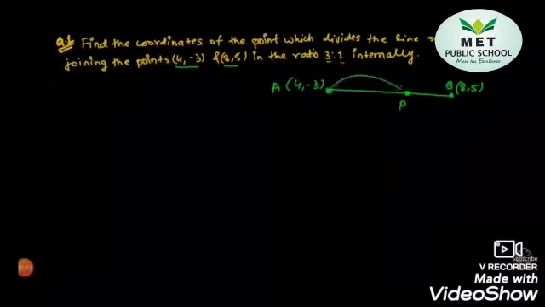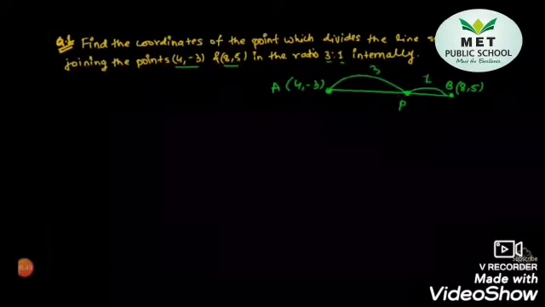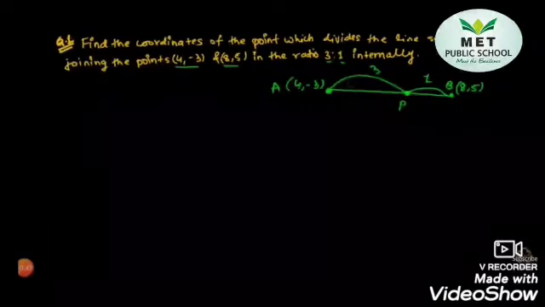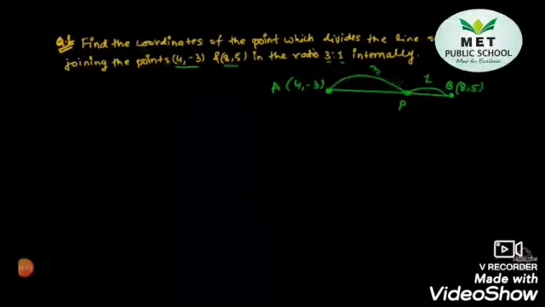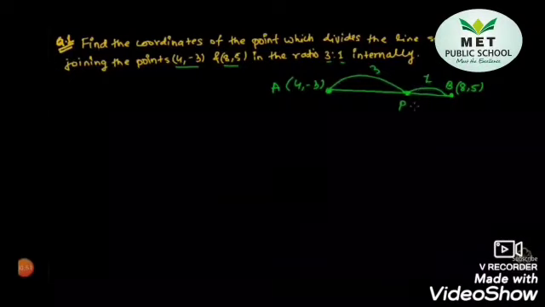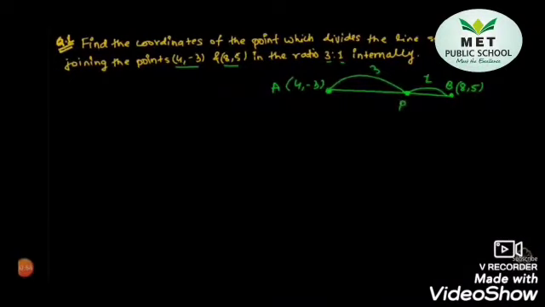That means the line segment AB is divided in the ratio 3 and 1. That means AP will be 3 and PB will be 1. The ratio in which it is divided is 3:1. So whenever you are given such type of problem, you are going to use the section formula here.